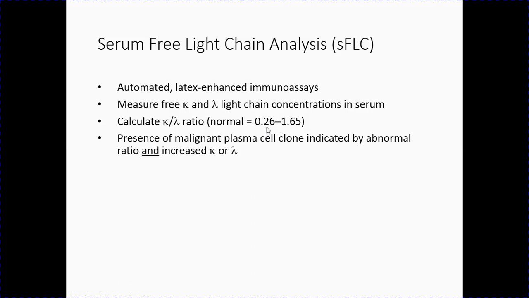If in our calculations we see an abnormal ratio and an increase of either kappa or lambda, it's indicative of a plasma cell dyscrasia and the production of these abnormal kappa and lambda chains by the plasma cell clone. So we're going to measure both the free kappa and lambda light chains, and then we're going to compare the concentration of one to another in normal serum.